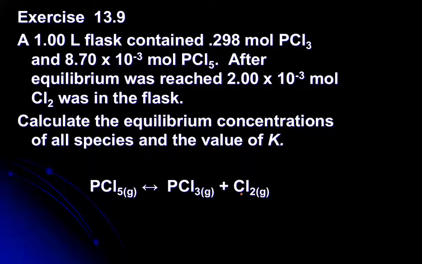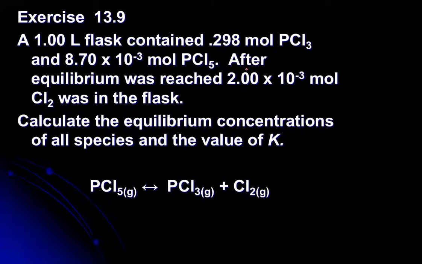Now, ICE is just an acronym: I stands for initial, C stands for change, and E stands for equilibrium, and I'll show you how that comes into play in this box in just a little bit. But if we look at the problem, it says we have a 1 liter flask. It has this many moles of PCl3 and this many moles of PCl5. So we have some of this species and this species, but we have no Cl2 present.